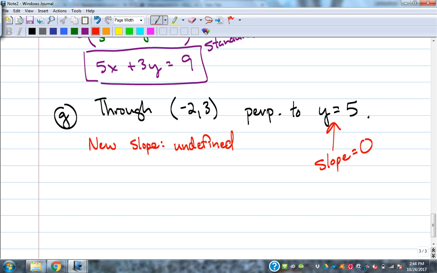Now, what's the equation of an undefined line look like? That's what the graph looks like. What's the equation look like? That's the only equation you have to write when it does that. Okay. Nothing crazy about that.